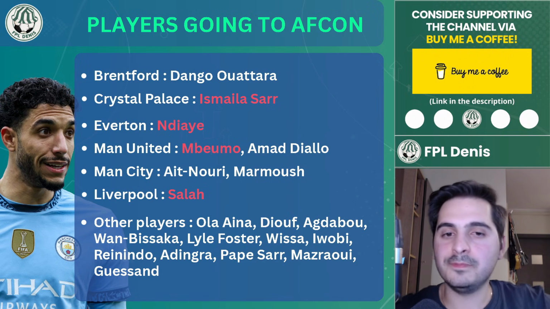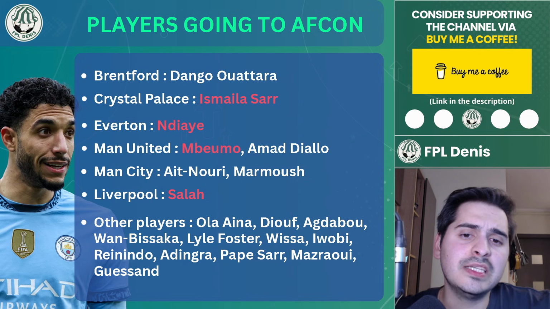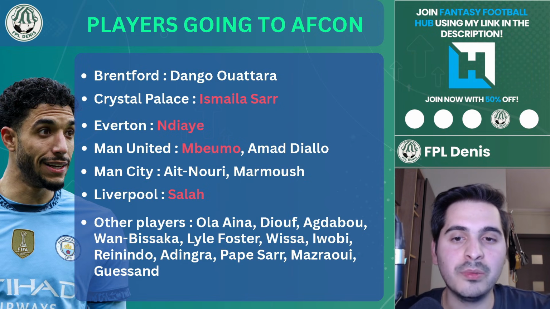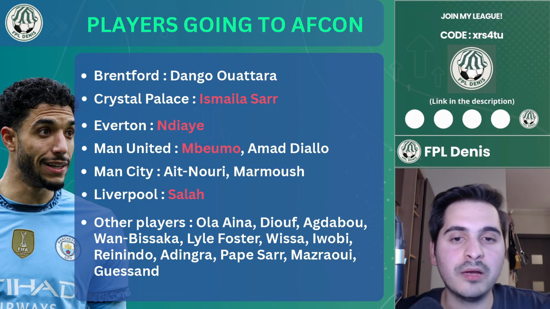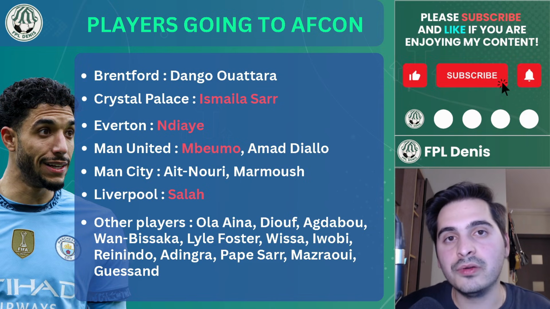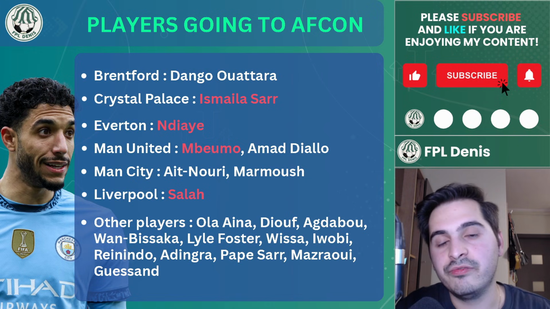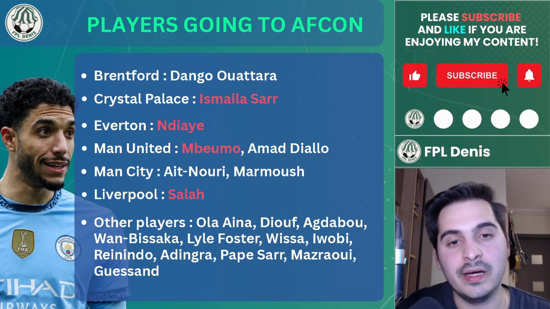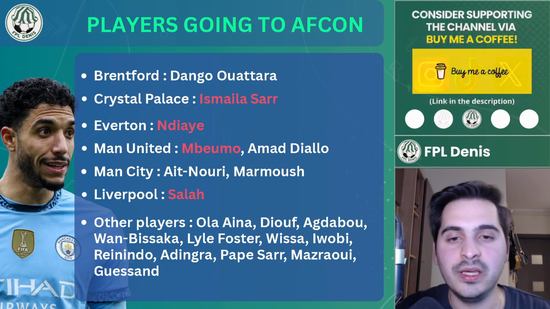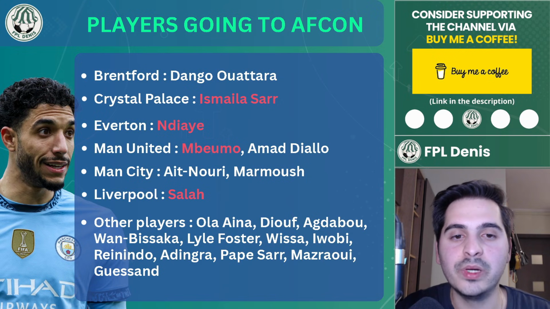Other players are going to miss the tournament, like Olaina from Nottingham Forest. I don't think that these players are going to be that interesting for you because not a lot of people have them. Someone like Diouf, someone like Wan-Bissaka, if you still have them, you're going to get rid of them as soon as possible. Someone like Agbadu, Lee Foster from Burnley, Wissa from Newcastle. Wissa's minutes are going to get better during this period, that's for sure, if he goes to the African Cup of Nations. So yeah, he's going to get better minutes, maybe also on penalties if Gordon is going to be out. Iwobi from Fulham is going to be out.